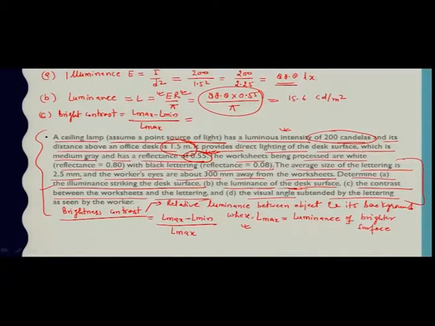This value in the form of reflectance: we can see that the worksheet being processed is white, reflectance is 0.80, with black lettering of 0.08. So in the form of reflectance we can also express this brightness contrast. If the maximum is 0.80 and the minimum is 0.08, we will have 0.90, which could be expressed as 90%. So this brightness contrast is 90%.